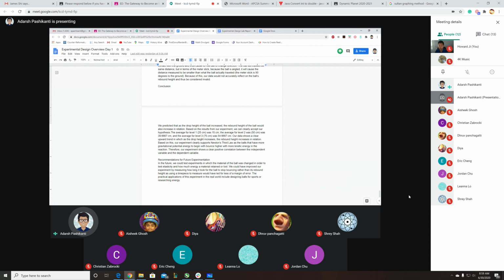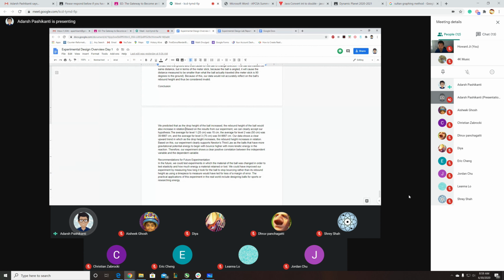After that, it just goes to a traditional CER, except your claim is going to be whether you reject or accept your hypothesis based on your experiment. In this case, our claim would be that we can clearly accept our hypothesis. And you usually want to say words like clearly in order to show that you're taking a strong stance.